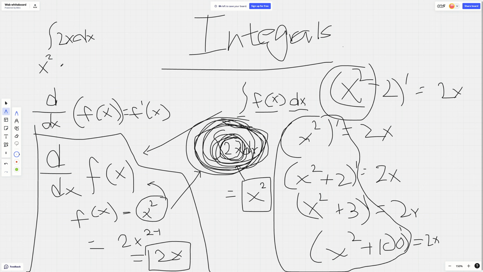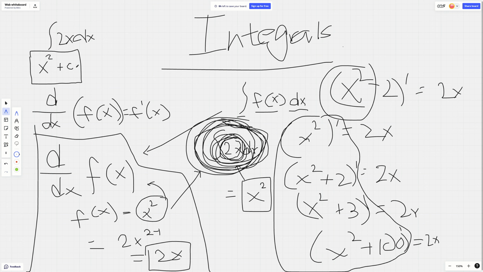X squared plus any constant c, as long as it's just x squared plus some constant c, is going to have a derivative of 2x. X squared minus 2 is if c was negative 2. X squared plus 6 would be if c was 6. Any constant that we add or subtract onto x squared is still going to give us a derivative of 2x, because again, the derivative of any constant, regardless of if it's negative or positive, is 0.